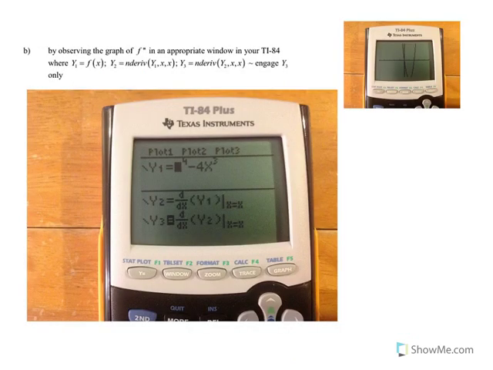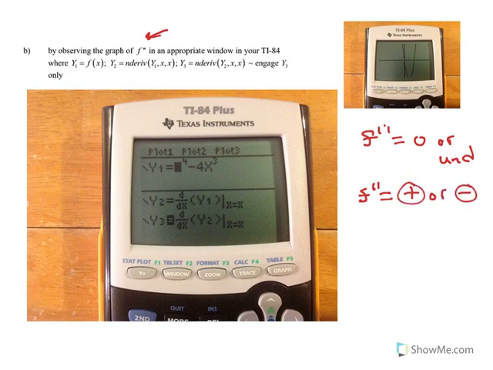And for part B, they want you to do a second derivative test using just a graph. Similar to what we did for a first derivative test, just by looking at the graph, we can do a second derivative test. The two key things you need for a second derivative test: you need to know where the second derivative is 0 or undefined, and we can get that off the graph. And you also need to know where the second derivative is positive or negative. Again, we could get that off of a graph of a second derivative.